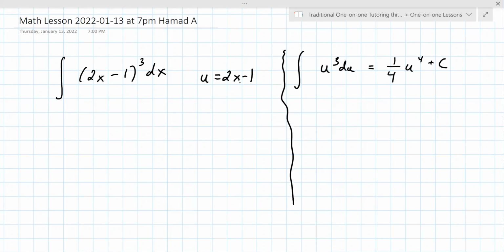Okay, do you follow that? Mhm. And then you have to take a derivative. You say, okay, du equals, and then you have to take the derivative of this on the right. And this derivative is 2 dx. What about the negative one? Well, the derivative of a constant is 0. Yeah. Okay. So now the next thing here is you have to solve for dx. So you divide both sides by 2, and you have dx equals du divided by 2.